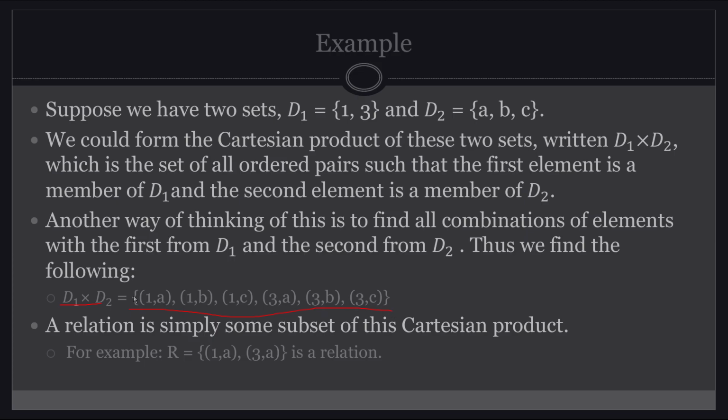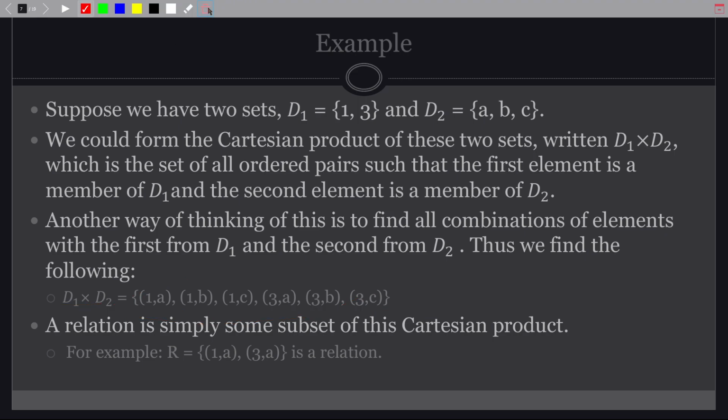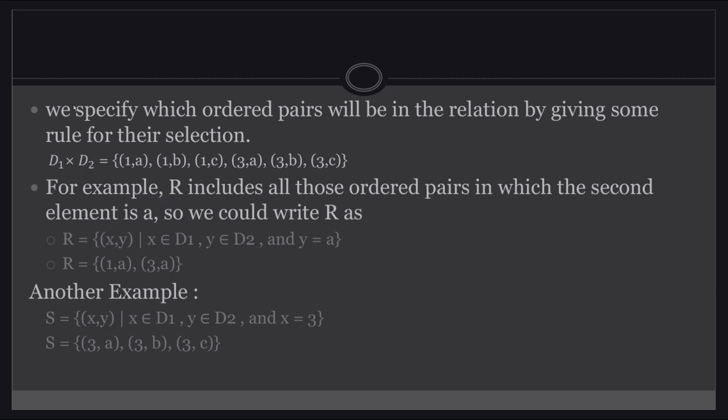And that includes the entire Cartesian product as well. That also is a relation, okay? We specify which ordered pairs will be in the relation by giving some rule for their selection, okay?